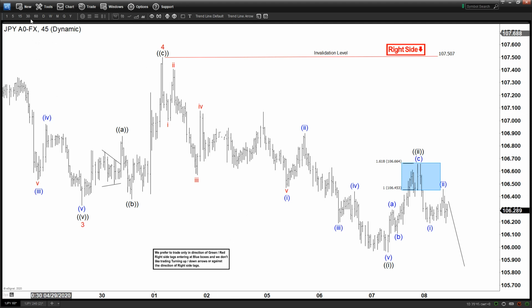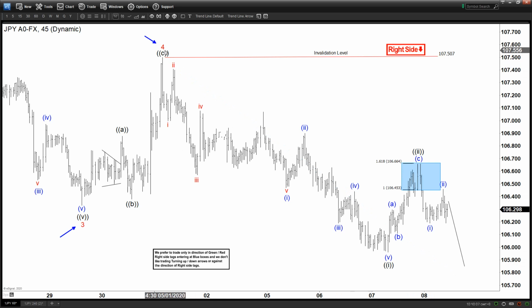Today we'll be looking at the chart of the US dollar yen. In this 45 minute chart, we can see wave 3 right here and wave 4 right here. So even though it's only a partial view, we can conclude that this is currently in some sort of 5 waves down, in which we have ended wave 3 and wave 4, and now we are within wave 5.